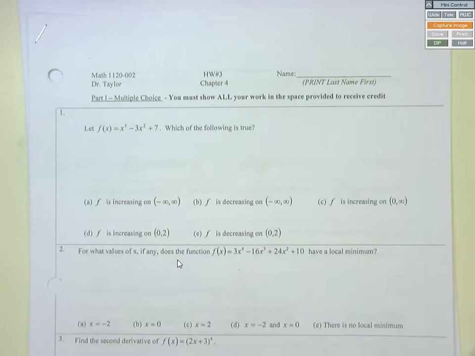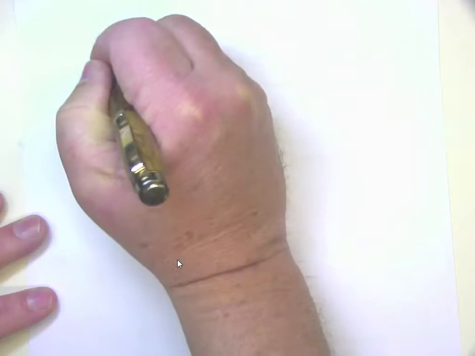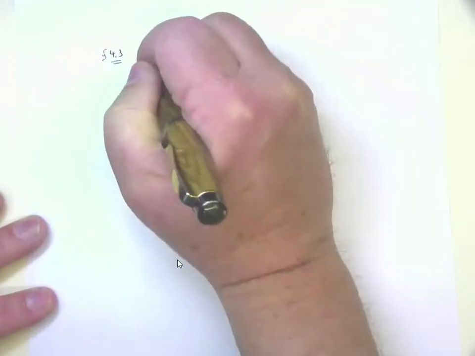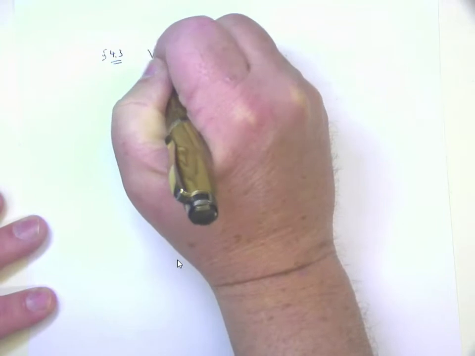So let's go ahead and get started on today's lecture. The first part of it is we're finishing up that last little bit from section 4.3. Chapter 4 only had 4 sections in it. Section 4.3, and we were talking about two things: vertical asymptotes and horizontal asymptotes.